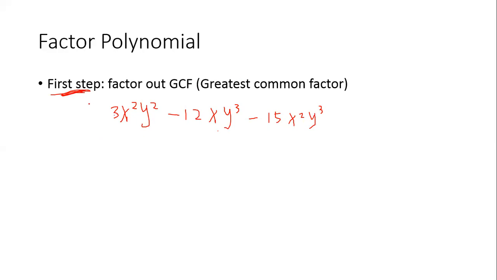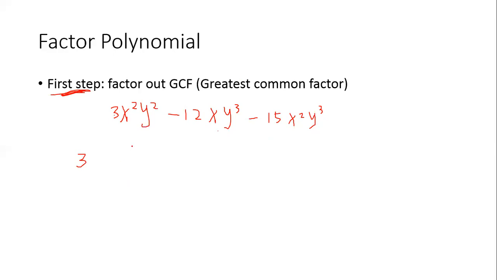Now let's look at the numbers. The first term has 3, and then the second and third have negative 12 and negative 15. What is common among those three numbers? It is 3. 3 can divide into all three numbers. So we're going to take out the 3.